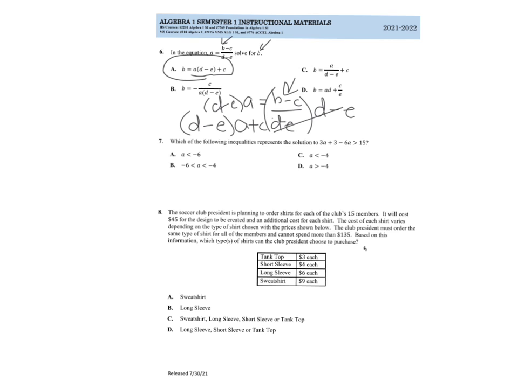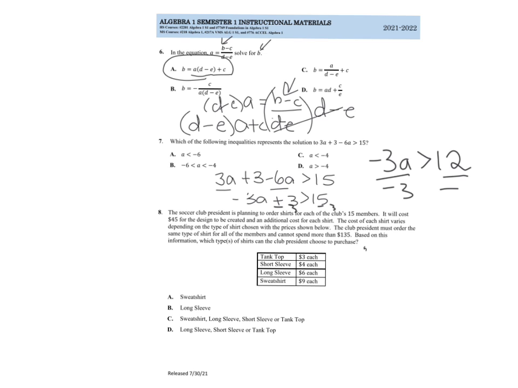Which of the following inequalities is represented by this? Okay, so I have 3a plus 3 minus 6a is greater than 15. There's no distribution, so I'll go ahead and put these together. Negative 3a plus 3 is greater than 15. All right, I subtract 3 from both sides, and I get negative 3a is bigger than 12. Let's just subtract 3. And then I go ahead and divide by negative 3, divide by negative 3. And I get negative 4.